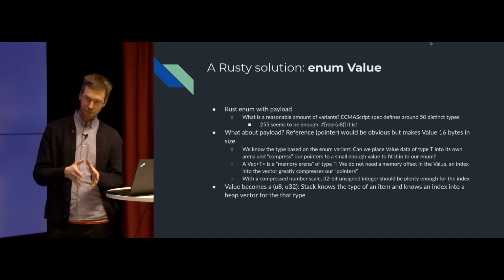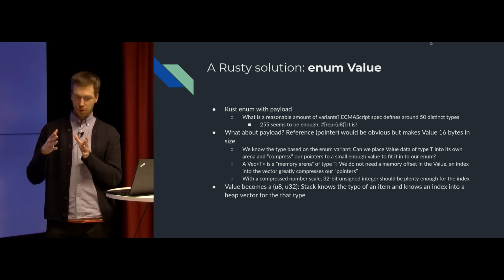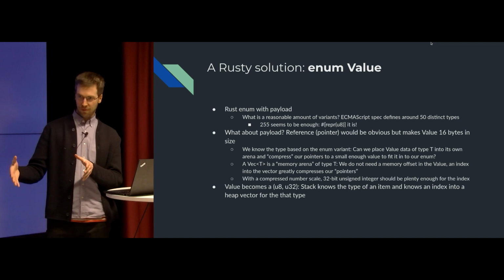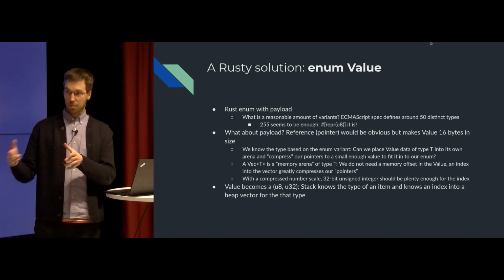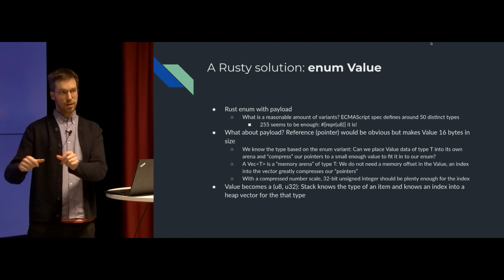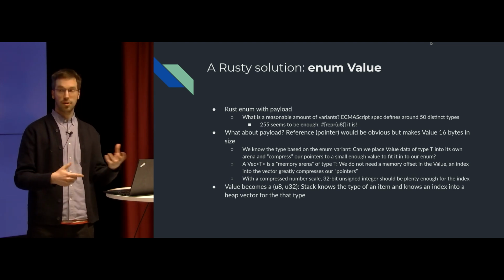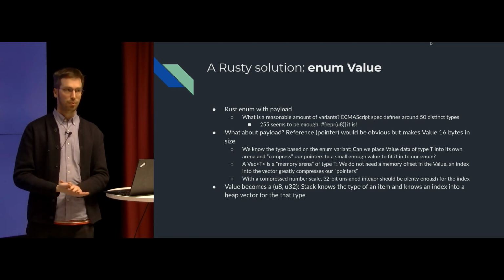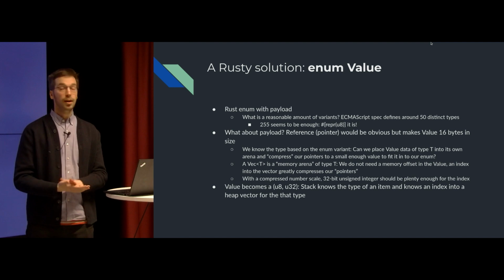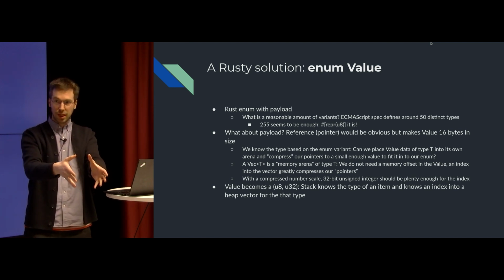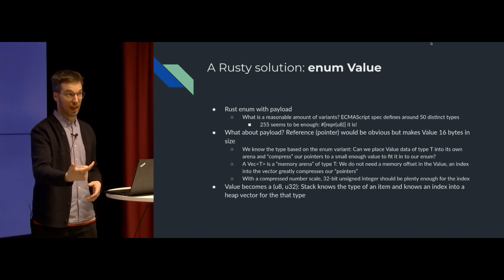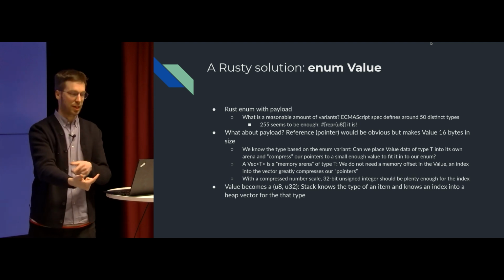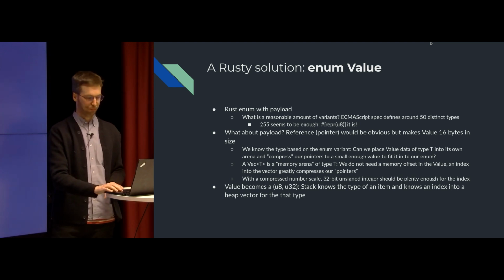The stack knows the type of an item. It knows the index into a heap vector for that type. The way you access this particular data for this item is then to ask the virtual machine: you get a pointer to that thing, please give me data, or more like, please do some abstract operation on this value. Here's the type and its index. So it does it. Yeah, lovely.